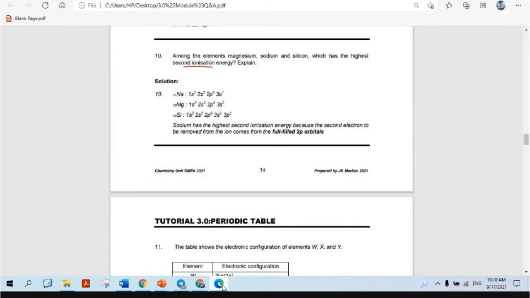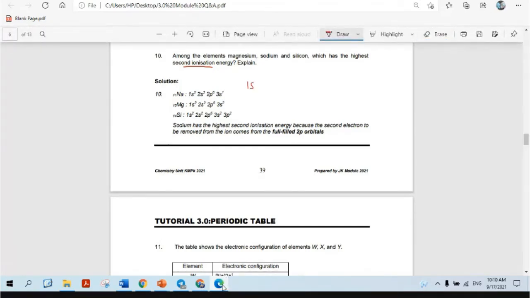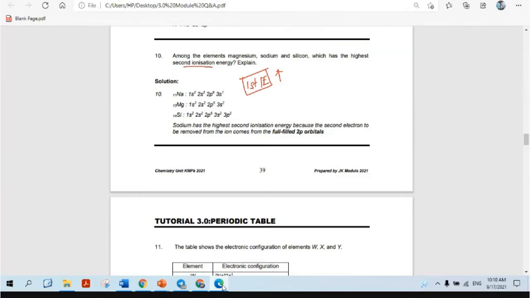And then why is sodium? I asked about first IE. Now I change the question, first IE. Which one has the highest first IE? Jangan terima je, kena fikir.